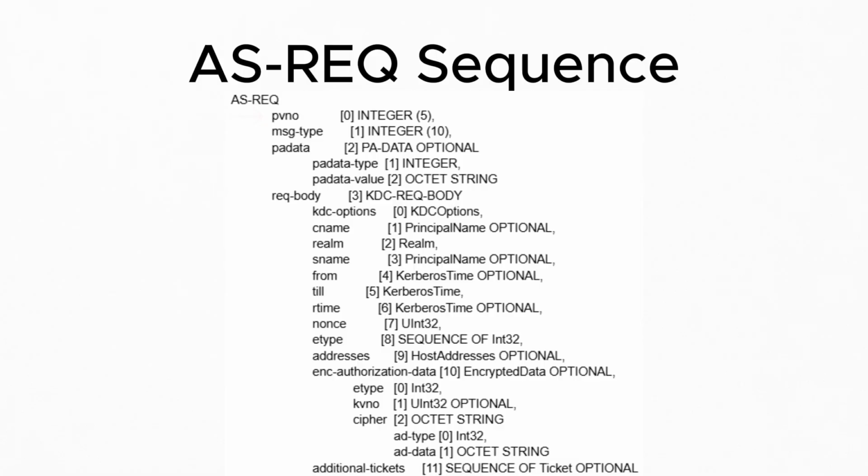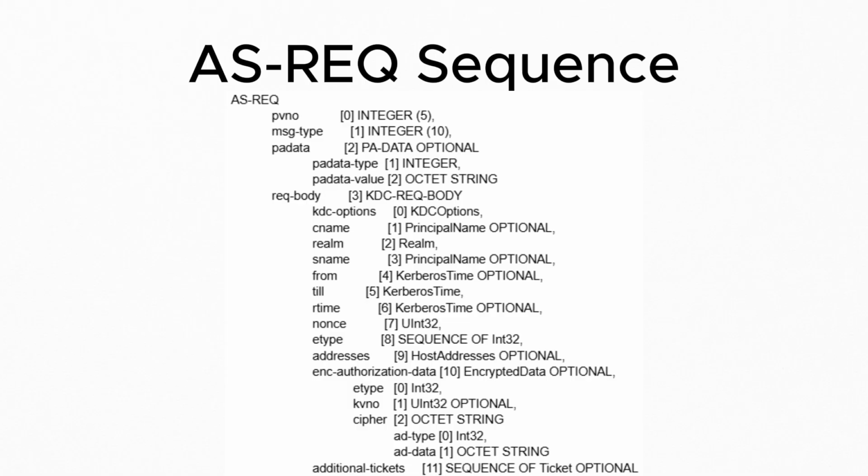PVNO, I forgot what that stands for. Next is the message type, PA data, request body. Oh, I'm sorry. Okay, I said there are 11 fields. There are actually 4 fields, but then within the request body, there are 11 fields. Now the request body and PA data are both actually sequences within the AS-REQ sequence. So in PA data, there are 2 fields within it, PA data type and then PA data value. Within the request body, that has the 11 fields that I was alluding to prior.